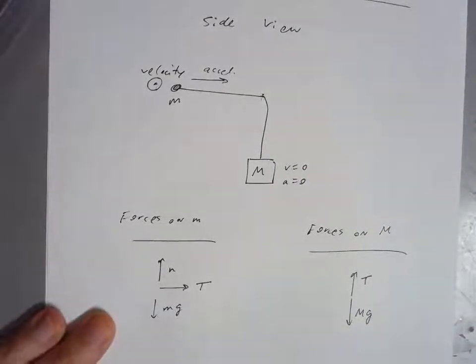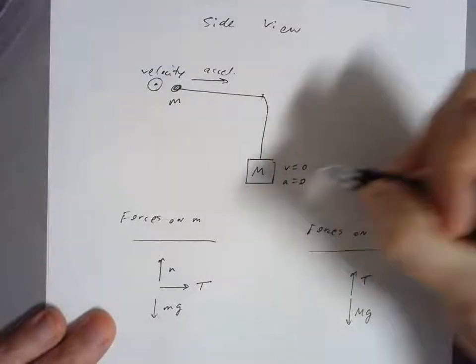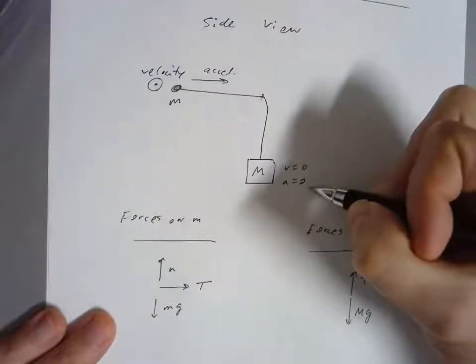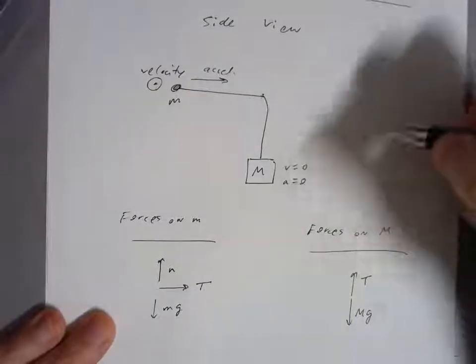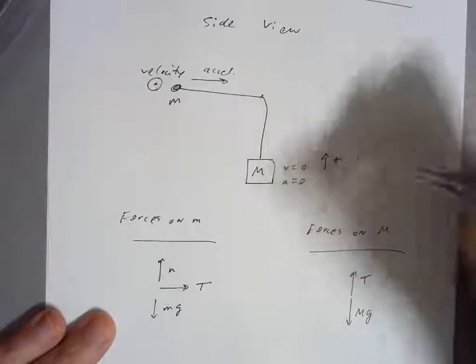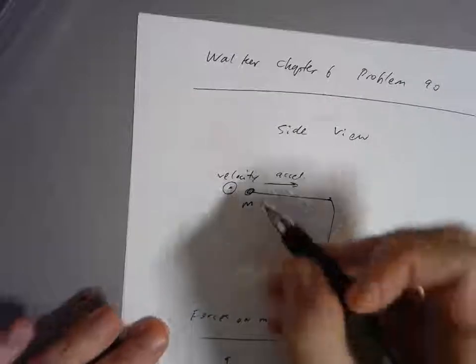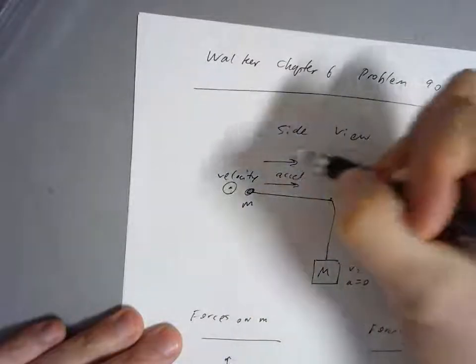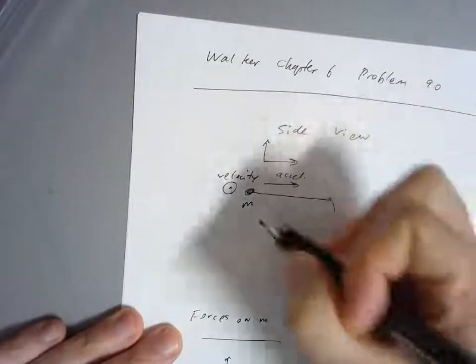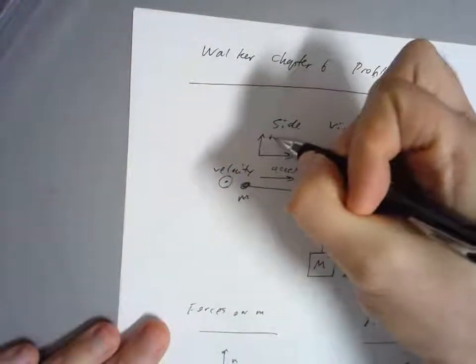Okay, we need to put in our positive direction. For the mass hanging underneath the table, because it's not accelerating, we can make positive any way we want. So I'm just going to make positive up for that one. For the one on the table, we have to make positive along the acceleration, and it also has vertical forces, so I'm going to make two positive directions. That'll be our y and x.